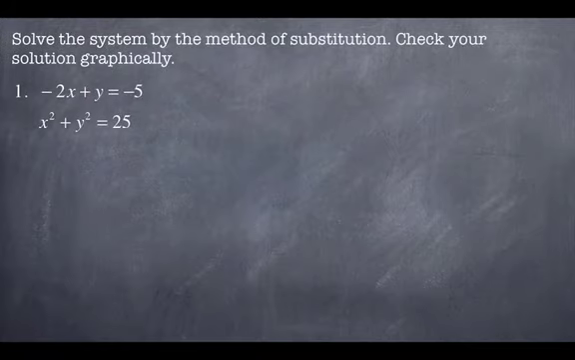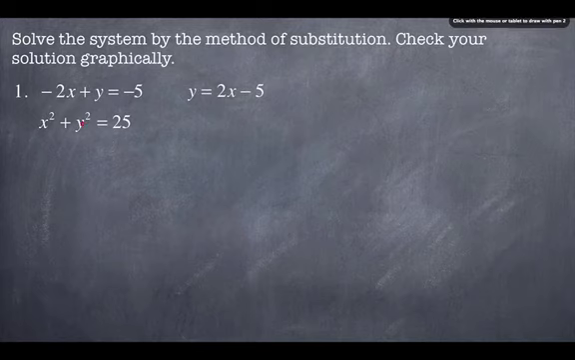So number 1 says solve the system by the method of substitution. Check your solution graphically. So here's number 1. Your first equation, you should recognize that it's a line. The second one generates a circle. So solve the first one for y. Substitute y into the second equation. So you're going to plug it in here.